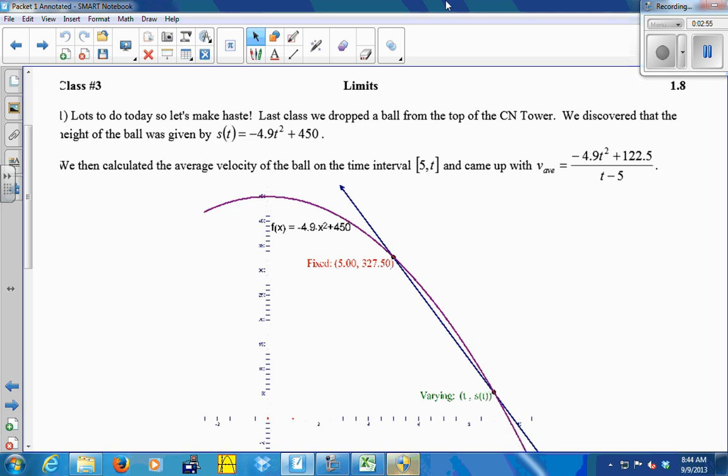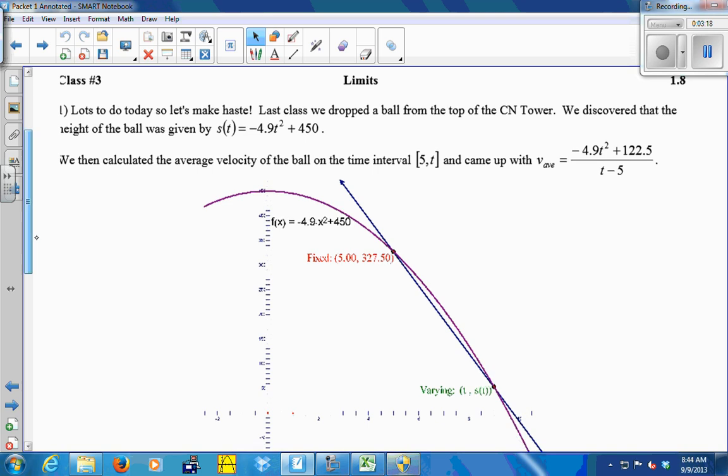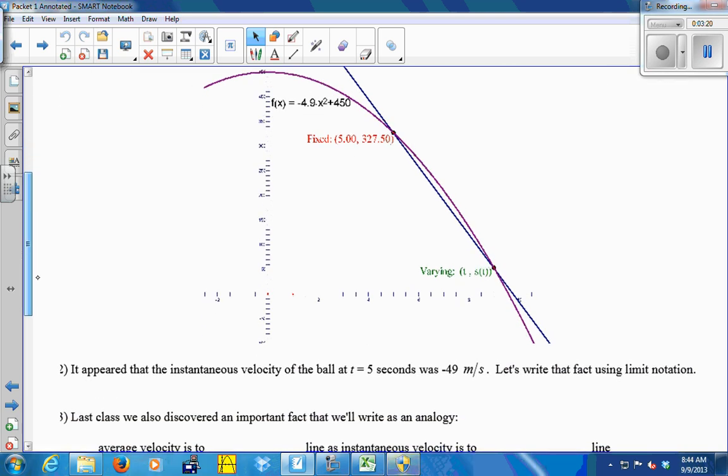Okay, so we discovered that the height of this ball that we dropped off the CN Tower in Toronto is given by this formula S. And we calculated the average velocity of the ball from the interval from t equals 5 to some other time t equals t, some other time in the future. And we came up with this formula for average velocity. Okay, so this formula represents the slope of the blue line, right? And that blue line is called a secant line.